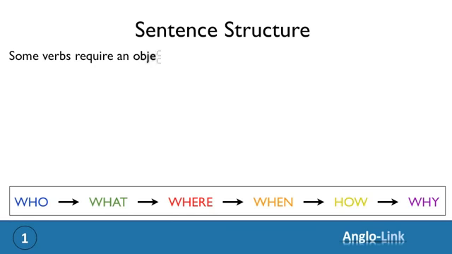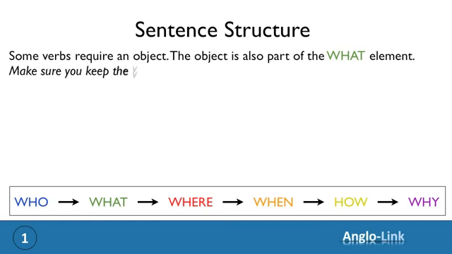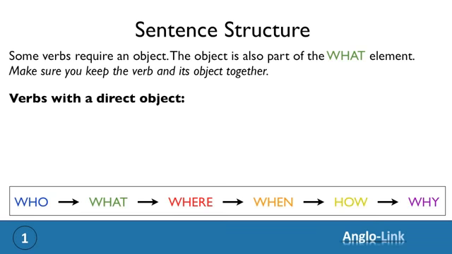Now, some verbs require an object. The object is also part of the what element, so make sure you keep the verb and its object together. Some verbs take a direct object. For example, John ate breakfast. The bus hit the tree.